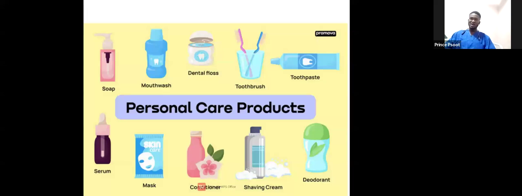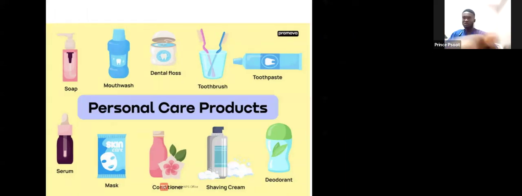These are examples of personal care products: soap, mouthwash, dental floss, toothbrush, toothpaste, shaving cream, deodorants, masks, serum, and conditioner.